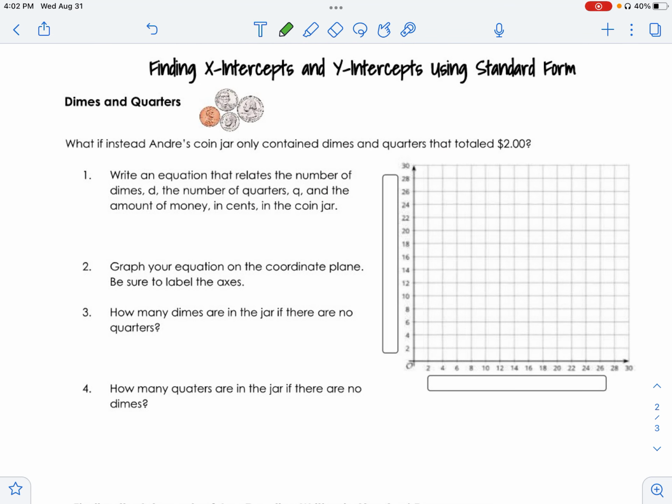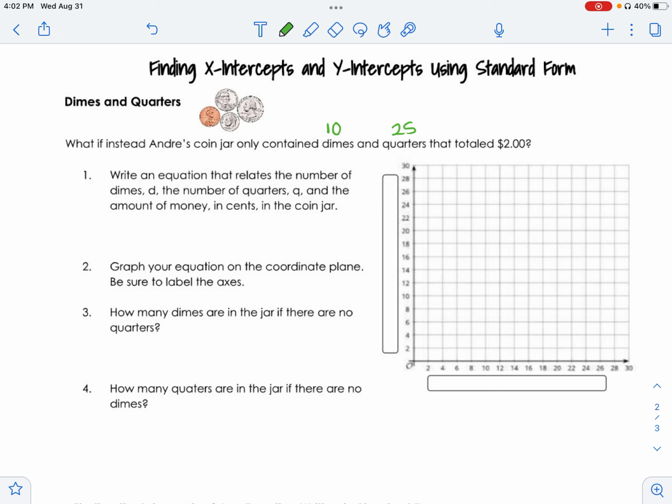All right, for the next one, what if instead Andre's coin jar only contained dimes and quarters, and now he has $2? So we have to be careful here. In the first problem, we were dealing all with cents. So I had 80 cents, 10 cents, 5 cents. Now I have $2, and then I have a dime, which is worth 10 cents, and a quarter, which is worth 25. So you're going to have to do some converting here. That way we are in the same units on both sides.